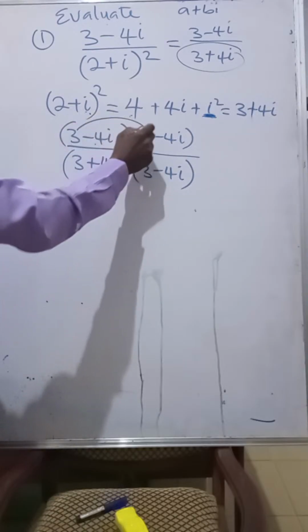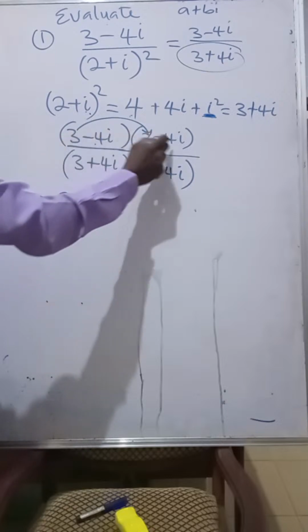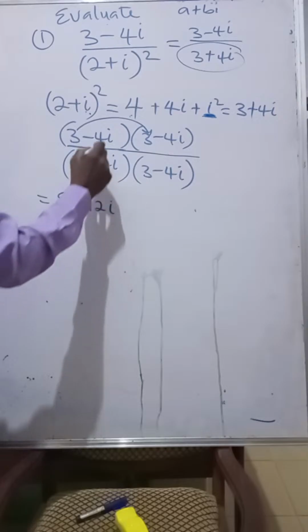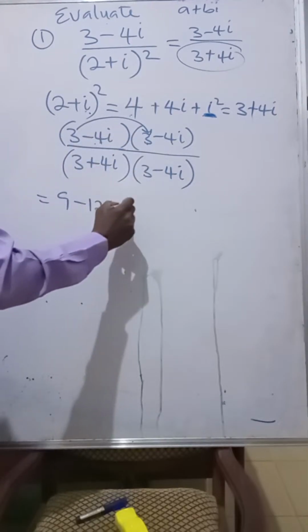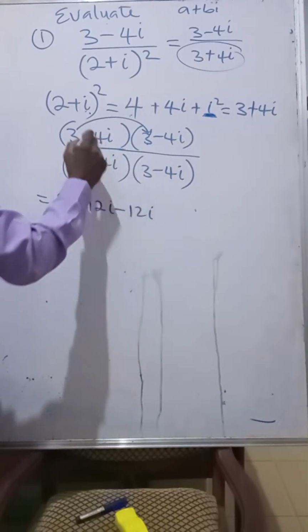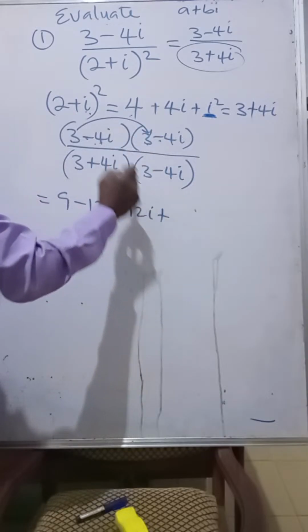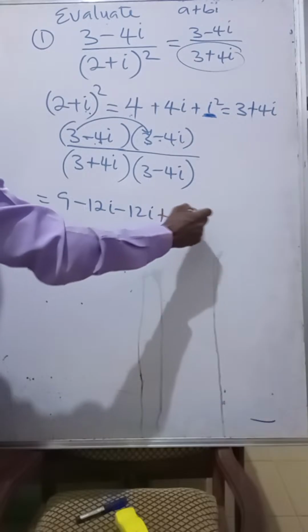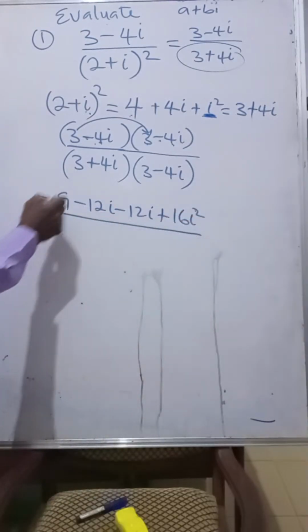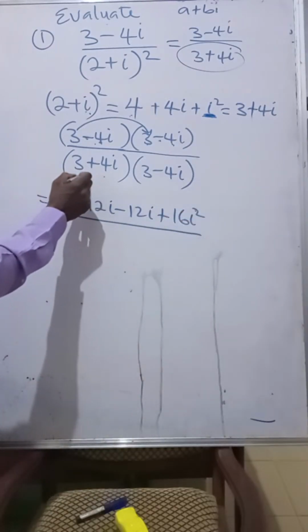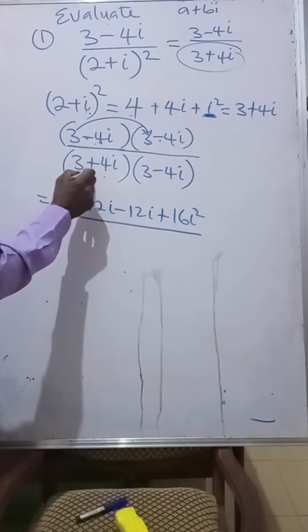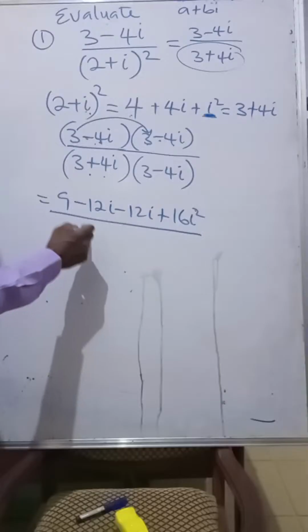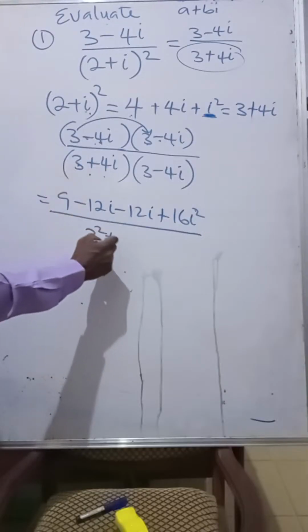This one times this one, that's 9. 3 times minus 4i, that's minus 12i. 4i times 3, that's also minus 12i. Minus times minus, that's plus, and this one times this one, that's 16i squared, all over. For this one, you are multiplying the complex number times its conjugate, and that will be just equal to 3 squared plus 4 squared.